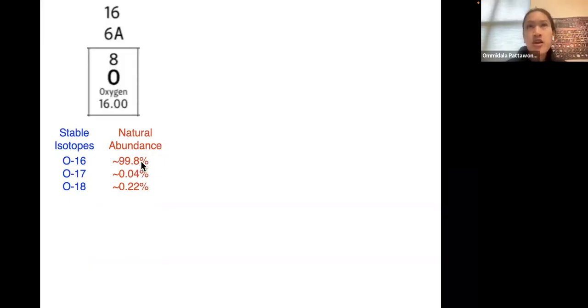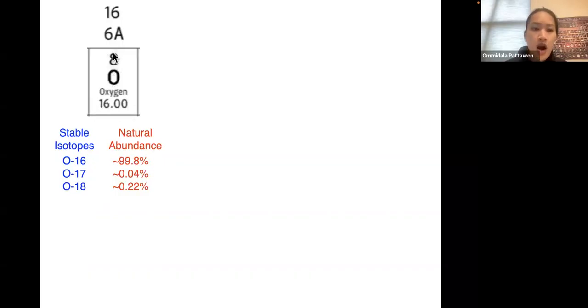For example, if you have 100 grams of an oxygen sample, 99.8 grams is going to be oxygen-16, and the rest of it would be oxygen-17 and 18. The weighted average of these 3 isotopes together represents the average atomic mass for oxygen that we report right here.